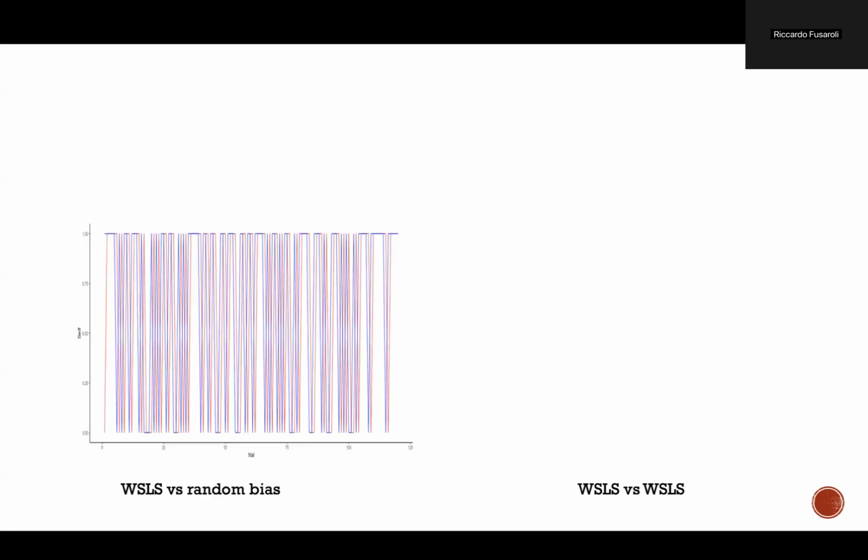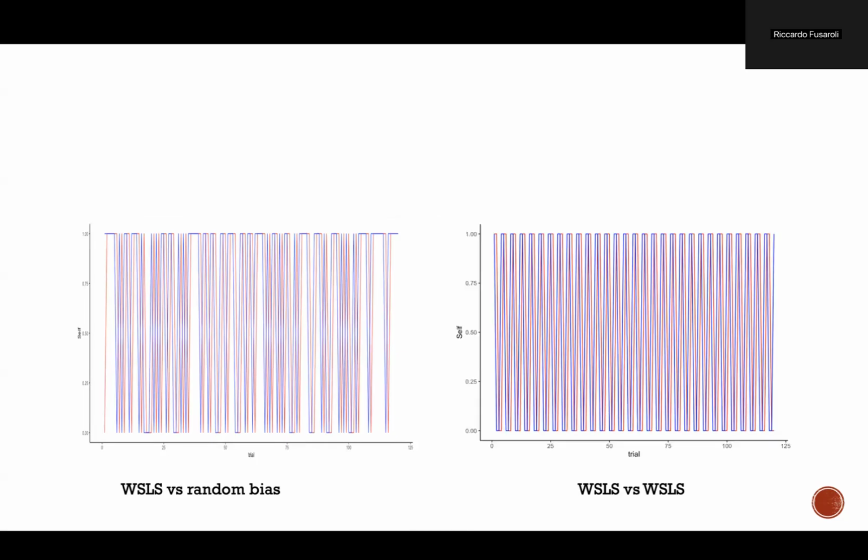Then we can represent it, right? This was how it was against the random bias. And here, even more psychedelic, how it is against the win-stay, lose-shift agent. Because they just keep crossing each other, right? Because I won, therefore I'm going to stick, but you lost, therefore you're going to shift. And then we switch.